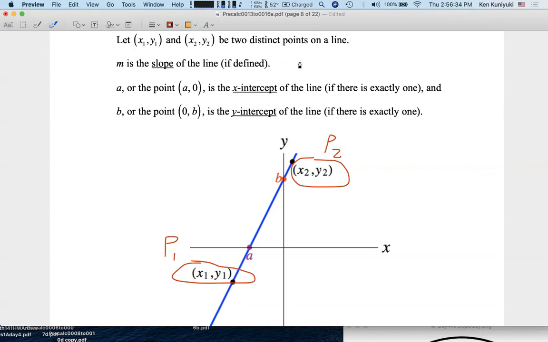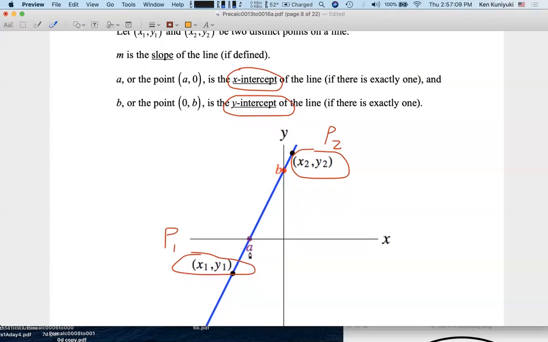Okay, so let's say we have a slanted or tilted line in the xy plane. What are arguably the two most important or interesting points on the line? Well, quite possibly, the x-intercept and the y-intercept. Now, if you have a slanted line that goes to the origin, both the x-intercept and the y-intercept will be at the origin, 0, 0. But if the tilted line does not go through the origin, then the x-intercept and the y-intercept will be at distinct points. The x-intercept here is at A, or more precisely, the point A, 0, using ordered pair notation.